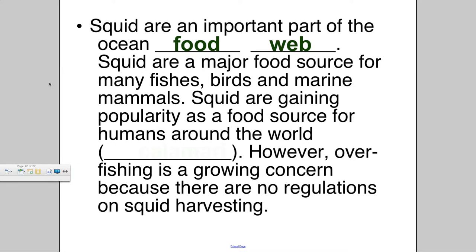Squid are very popularly a food source for humans around the world. What's something that people eat when people eat squid? What is it? Calamari. Calamari, very good. Continue, Joelle. However, overfishing is a growing concern because there are no regulations. What does that mean, Erica? Right, they don't have a rule on, okay, no squid fishing now. People are just doing it as they may.